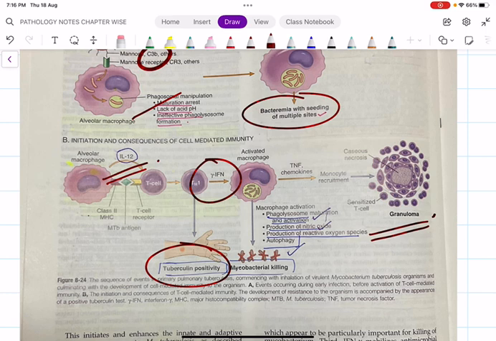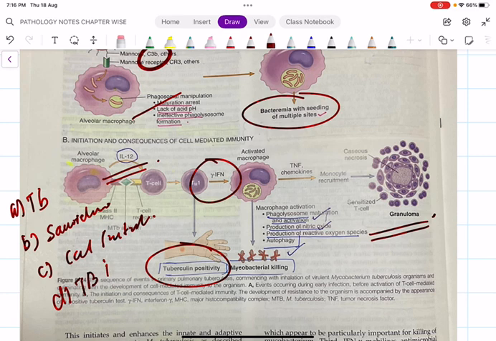Here comes a very important, very simple basic MCQ question that will be asked. In which of the following conditions there won't be granuloma formation? Option A will be TB. Yes, TB has granuloma. Option B, sarcoidosis. Of course, sarcoidosis is granuloma. C, cat scratch disease. Cat scratch disease has granuloma. Option D, TB in HIV. Remember, TB in HIV doesn't have granuloma because cell-mediated immunity is not intact.